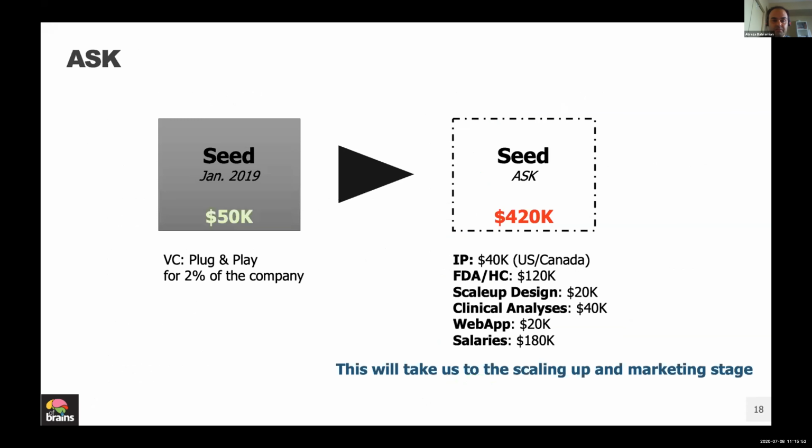Next slide, please. We're currently seeking funds for our IP, FDA issues, scale-up design, consultancy, clinical analysis, and development of the web app. And thank you very much.